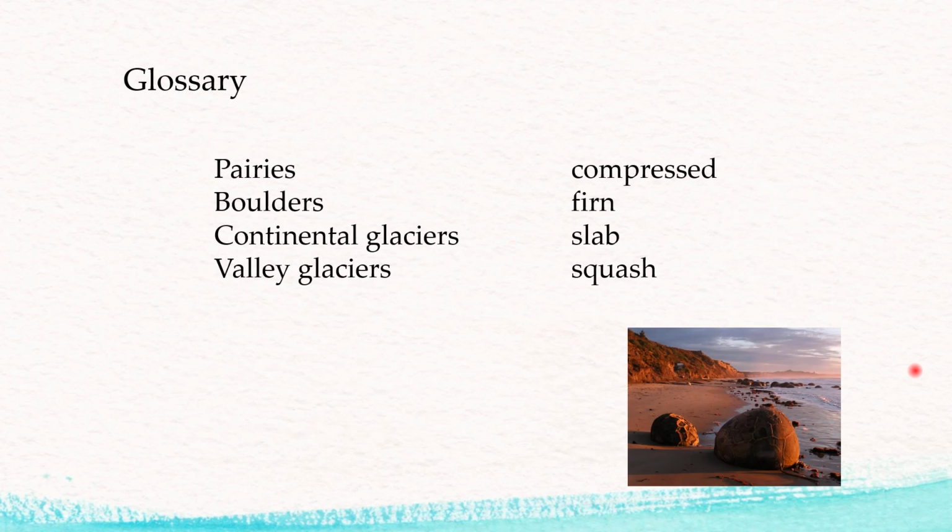Now the glossary. Prairies, boulders, continental glaciers, valley glaciers, compressed, firn, slab, squash.